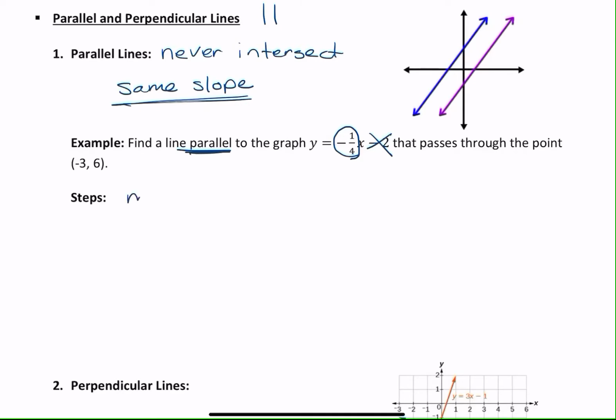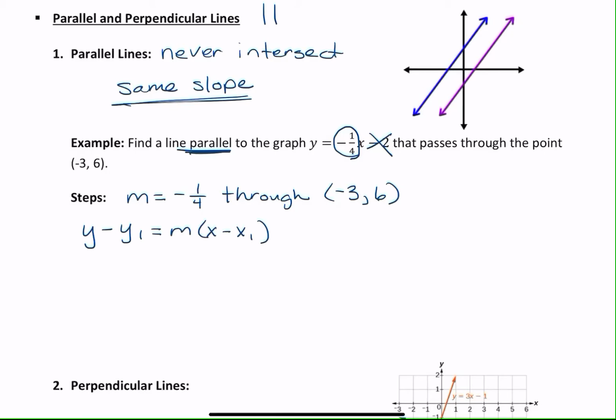So I'm going to take that slope of negative 1/4 and go through the point negative 3, 6. So again, just like in the last video, we're going to use our point slope form, where m is negative 1/4, x1 is negative 3, and y1 is 6. So I've got y minus 6 equals negative 1/4 times x minus a negative 3, which would give you a positive 3.